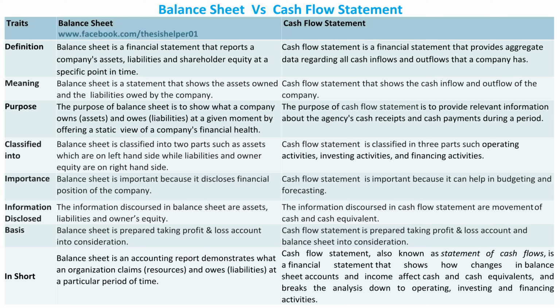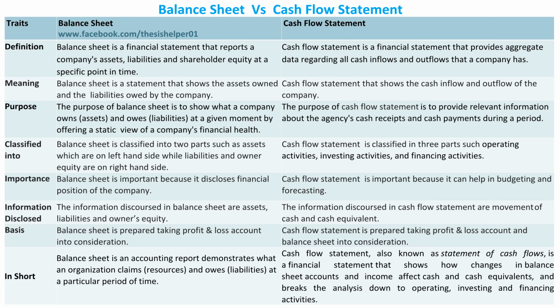Balance sheet is a financial statement that reports a company's assets, liabilities, and shareholder equity at a specific point in time, whereas cash flow statement is a financial statement that provides aggregate data regarding all cash inflows and outflows that a company has. Balance sheet is a statement that shows the assets owned and the liabilities owed by the company, whereas cash flow statement shows the cash inflow and outflow of the company.